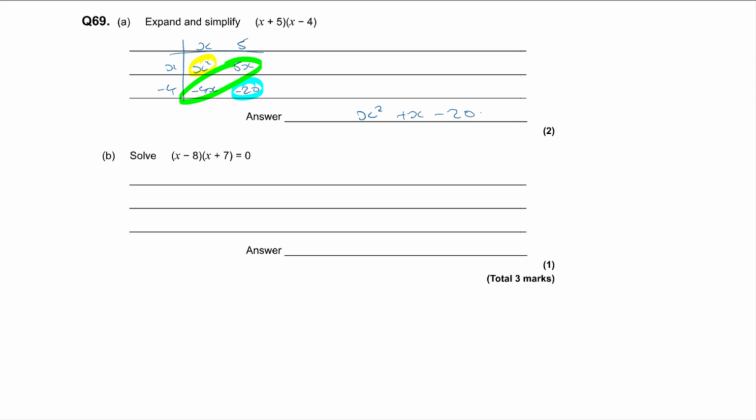B. Solve x minus 8, x plus 7 is equal to 0. Got 2 brackets multiplied together and I get 0. That means one of them must be 0 or the other thing must be 0. Now if x minus 8 is 0, then x was 8. If x plus 7 is 0, then x was minus 7. Okay, so my answer is x is 8 or x is minus 7.